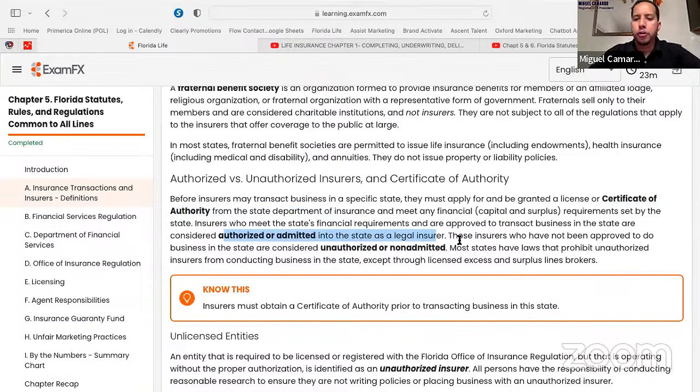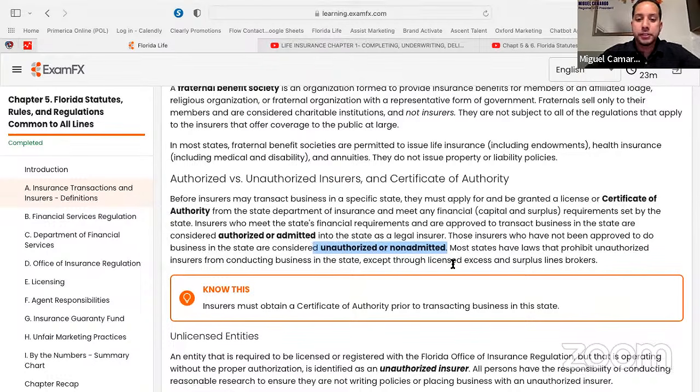Now, there are those insurers who have not been approved to do business in the state, who are considered unauthorized or non-admitted. Or in our country, they would call them non-documented people. You'll get that one later, Lindsay. You get that one. So, unauthorized, non-admitted. You are not admitted to do business in the state.